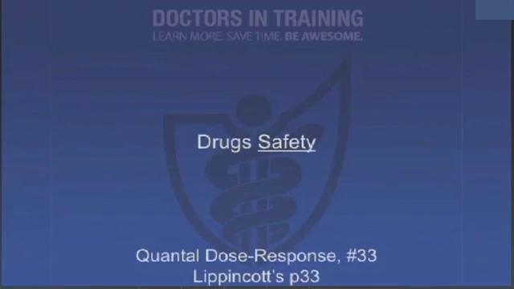You're going to see this again on your boards. Sometimes instead of toxic dose, you might see lethal dose, or LD50. So therapeutic index is a measure of the drug's safety. The higher the therapeutic index, the more safe a drug is. Think about it, because this may not be completely intuitive.